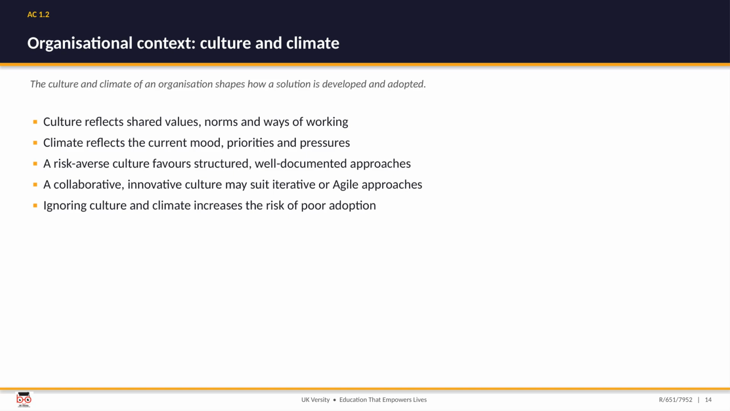Now we shift from the how to the where, the context a solution is built in. Start with organizational culture and climate. Culture is the deeper set of shared values, norms, and ways of working, while climate is more the current mood, the pressures and priorities right now. A risk-averse culture will lean towards structured, well-documented approaches, whereas a collaborative, innovative one may take happily to iterative or agile working. Ignore culture and climate, and you raise the odds that a perfectly good solution simply is not adopted.